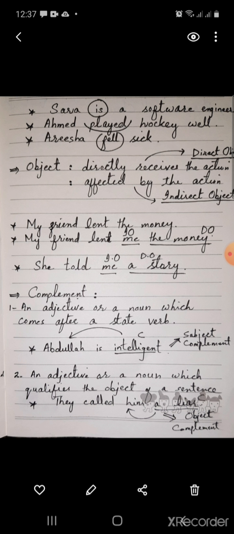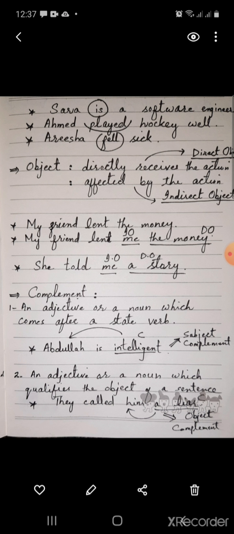The second sentence is my friend lent me the money. Here we have added "me" to the sentence given above. So actually what is being lent? That is money. And to whom is it being lent? That is me. So I am just being affected by the action of lending. Lending is not being done upon me myself, rather I'm just being affected, in that I'm receiving the money. So this is the indirect object, as it isn't directly receiving the action of lending. Fine. So the next example is she told me a story. A story is being told by her, so a story is the direct object and me is the indirect object.